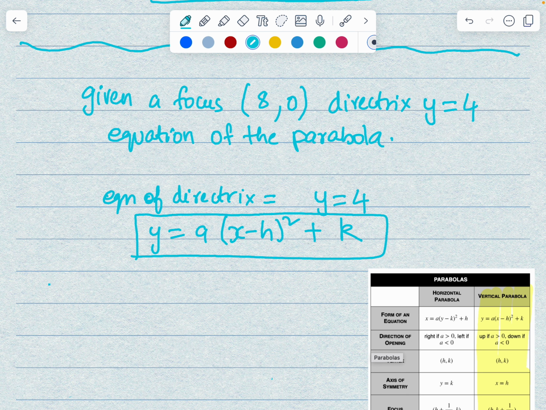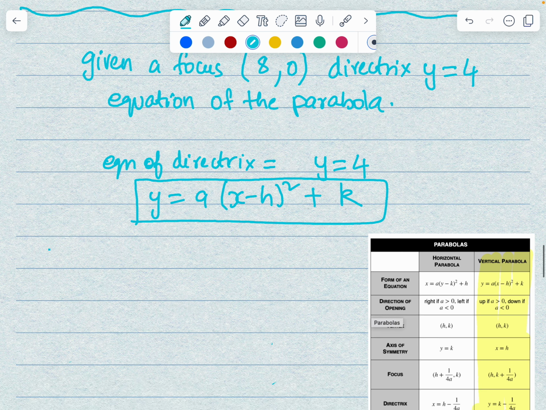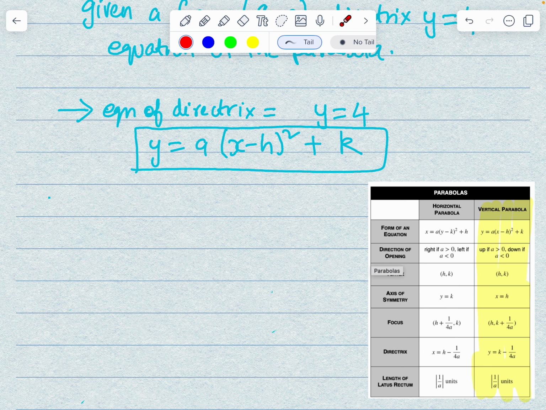In this case, the first and foremost thing you want to do is identify whether it's a horizontal parabola or a vertical parabola. So you look at the equation of the directrix. The equation of the directrix is y = 4. So if we look at the directrix here, y = 4, it's a vertical parabola. So we're doing everything down this line. So first of all, the equation should be of the form y = a(x - h)² + k. So identifying that is the first step. And then you find out everything else.